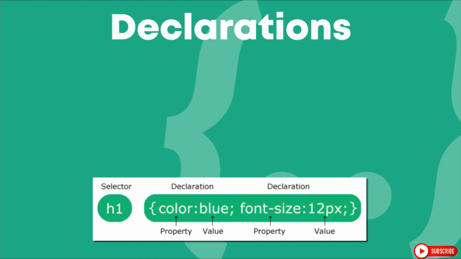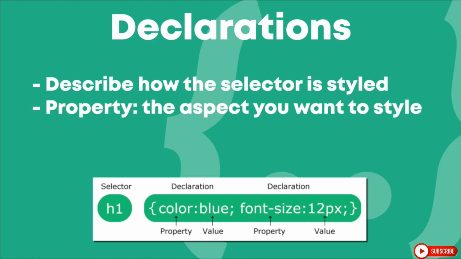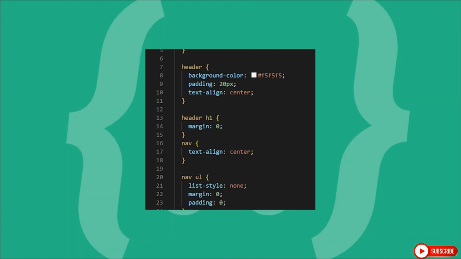Next we have the declarations. The declarations are how the selector is styled. Declarations are further subdivided into property and value. The property is the aspect of the selector you want to style, for instance the color, and the value is the specification of what you want the property to be, for instance blue. The CSS file will basically just be a large list of selectors with their declarations.